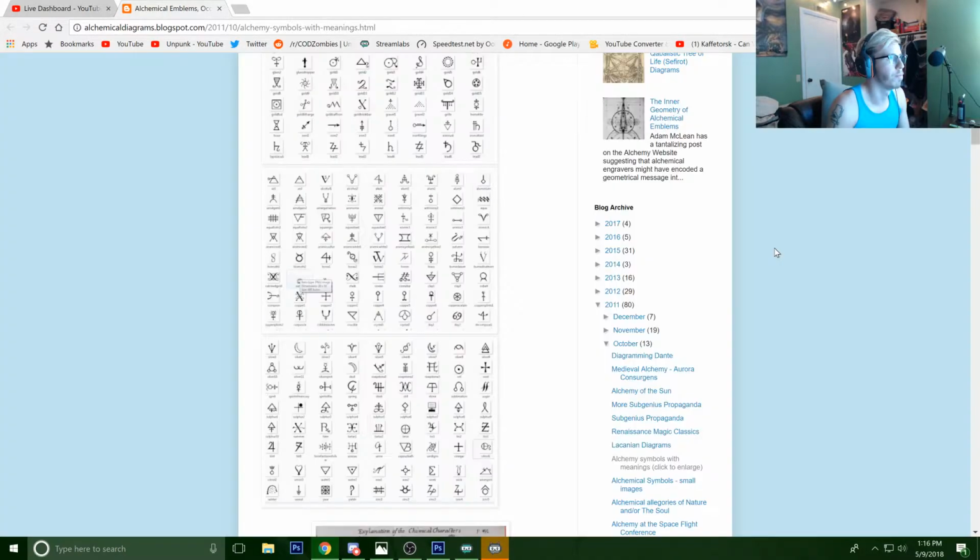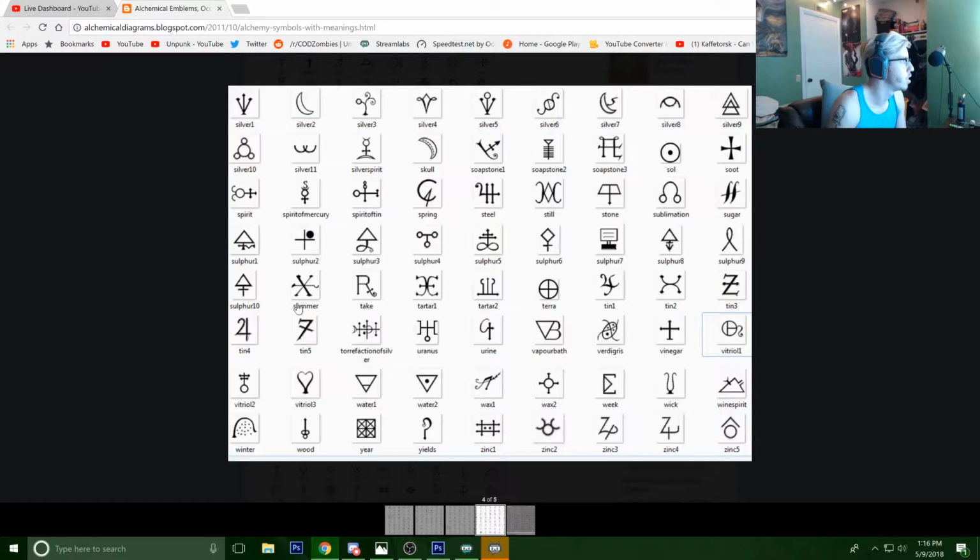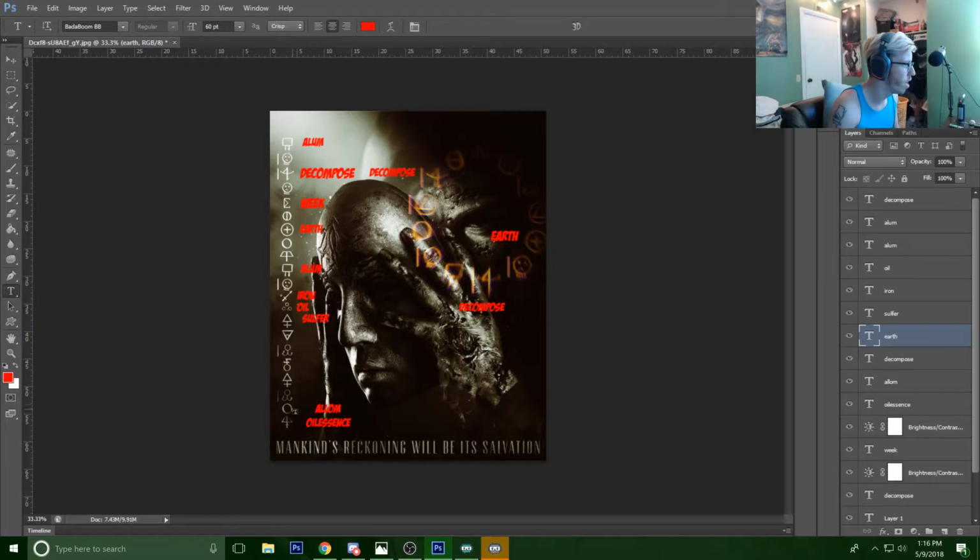There is a circle with a plus. Where is it hiding? I know you're in here. Right here. If you look at this symbol that says spirit, you can see there's two little tails going off a circle and then a plus. You go over here to the Photoshop and you see the circle with the tail and then a plus and a triangle above it.